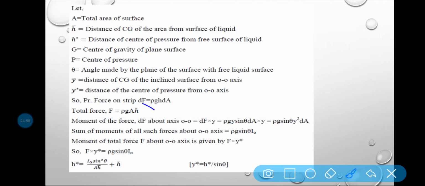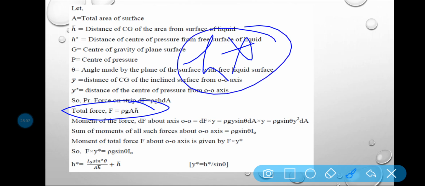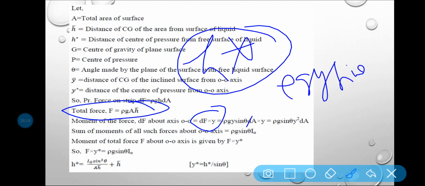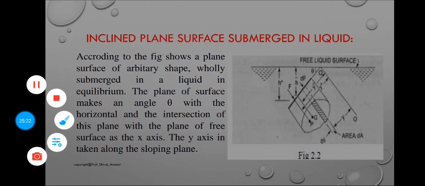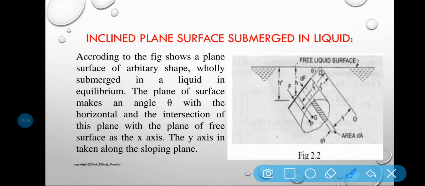This is your total force. If I am talking about the moment, that means if I want to calculate the y star, the process is the same as we have done earlier. So the moment of the strip is equal to dF into y, and mathematically this dF can be written as rho g y sin theta into dA into y, because this is your y. This is your vertical component, so this is theta, that is why it is y sin theta. Clear?